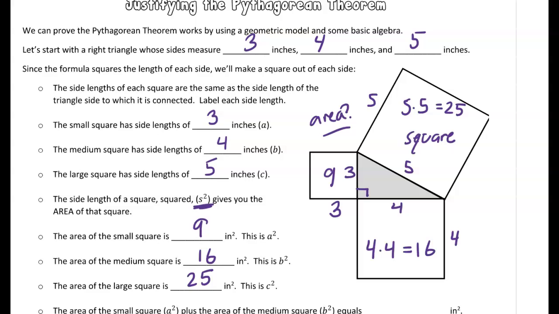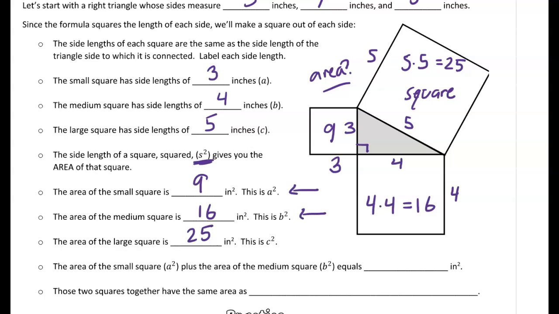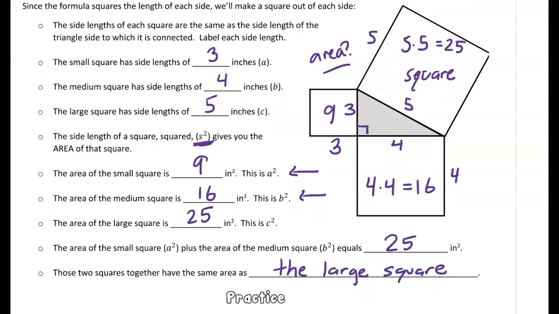And this is a great demonstration of it, because if we were to add the area of the small square plus the area of the medium square, we would get 25 square inches, which is exactly the same as the area of the large square. So that is our proof using figures that the Pythagorean theorem is in fact true.